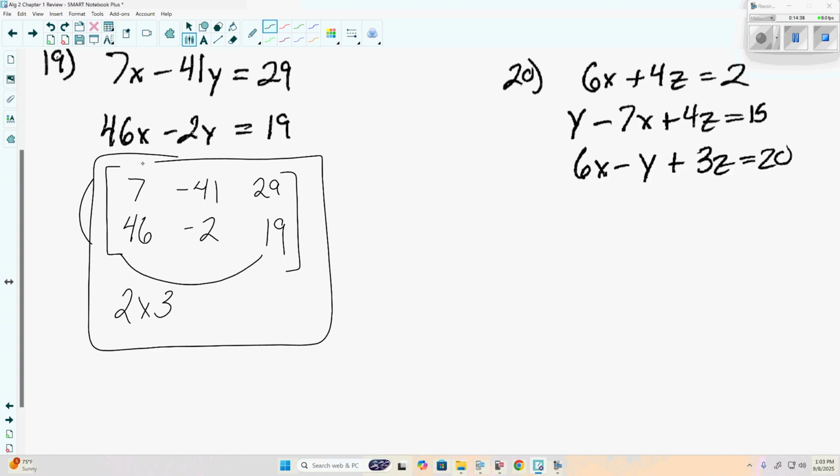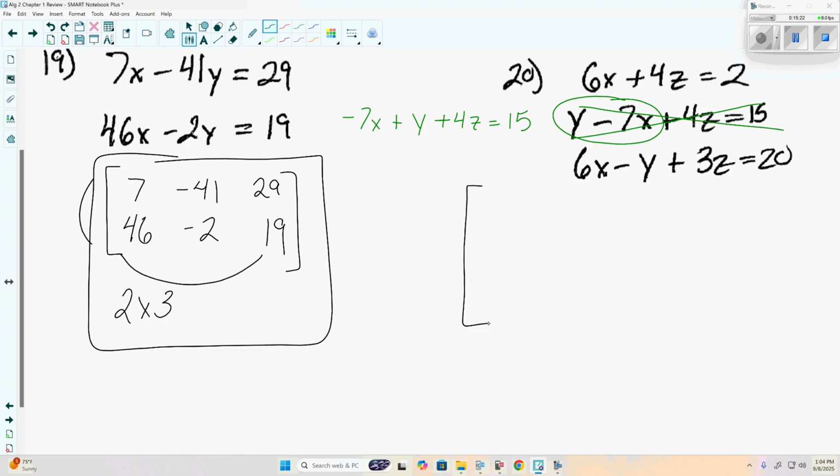Now there is no y, so that just means we're going to fill it in as 0. Second equation, y minus 7x plus 4z equals 15. That is not written in the right form. We have the y and x flipped. Since they are both on the same side of the equal sign, all we have to do is switch the x and y. Since there was not a sign in front of y, it is positive. Since we had minus 7x, that 7 is negative.